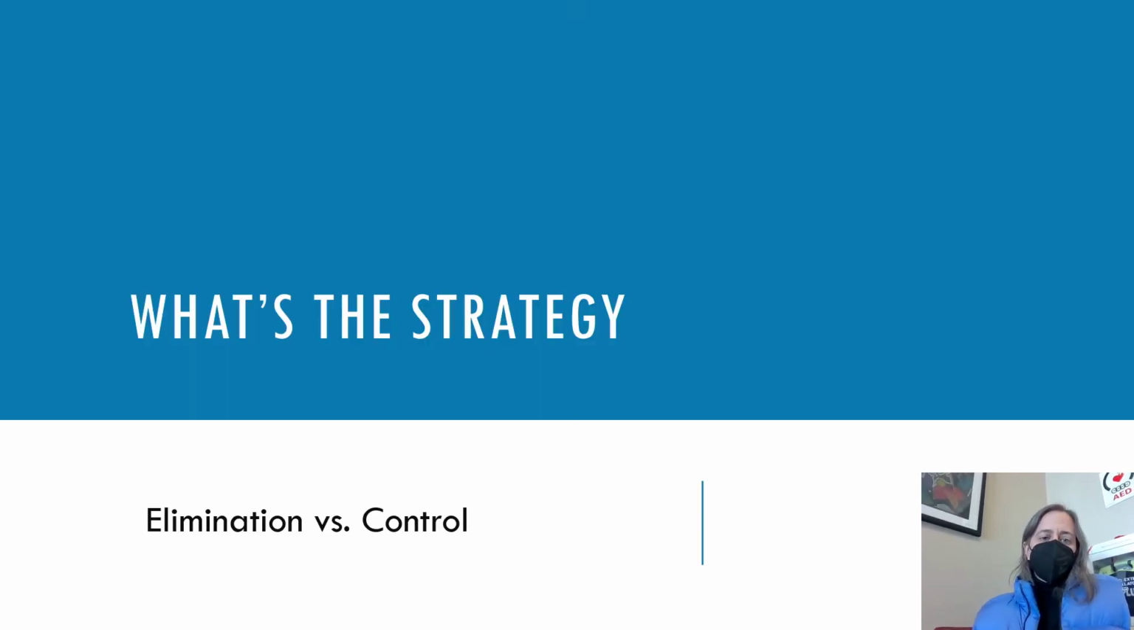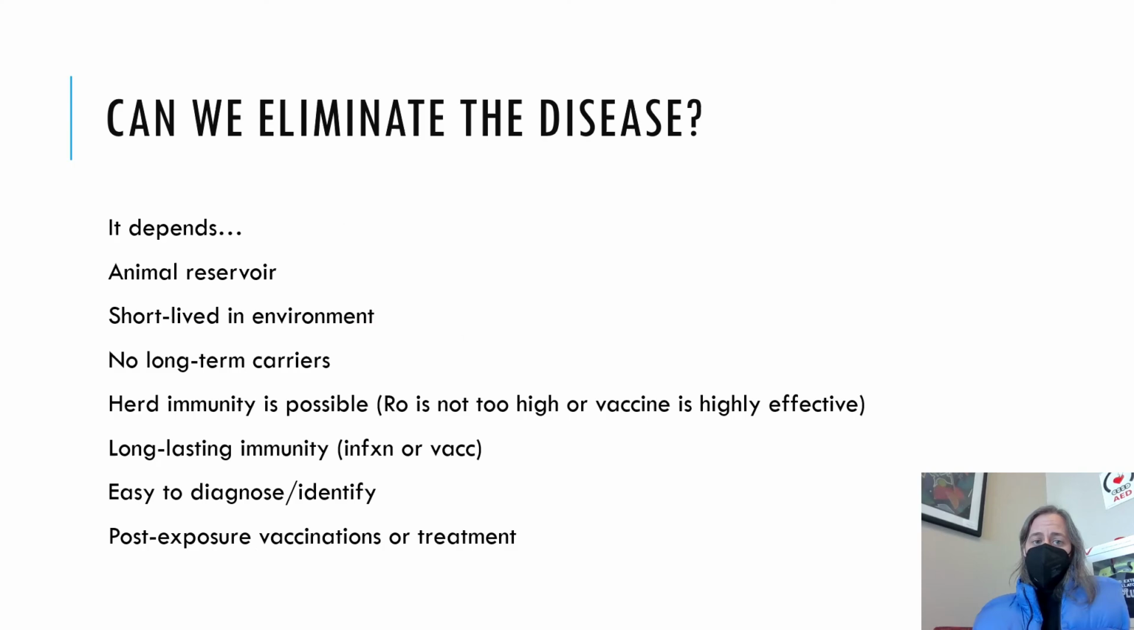So basically, when it comes to communicable or infectious diseases, we have two potential goals. One is to eliminate the disease, and the other is to control it and therefore limit the suffering that it causes. So can we eliminate the disease? The book does a really nice job talking about this. It's going to depend on all of these factors listed because they're going to impact whether this is a realistically achievable goal or not. So one question, is there an animal reservoir?